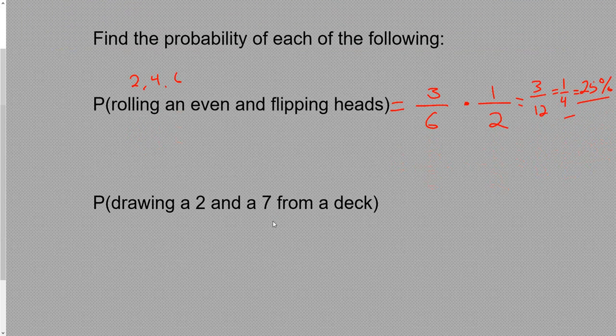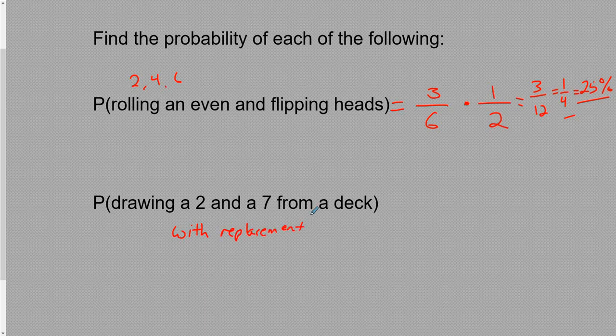Probability of drawing a 2 and a 7 from a deck. We are going to assume that we replace the card. Otherwise, this is a different question, okay, which I alluded to earlier. So, drawing a 2. There are 52 cards in a deck. How many of them are 2s? Well, there's 4 suits, and there's a 2 in each suit, so there should be 4 of them. Times, and here's where that replacement comes in, how many cards are in the deck? Well, assuming I replace the first one, there are still 52 cards in the deck.